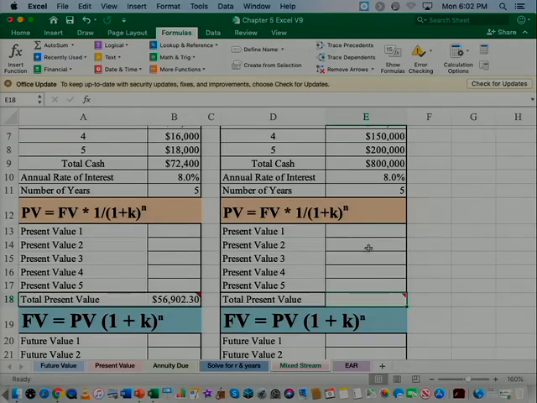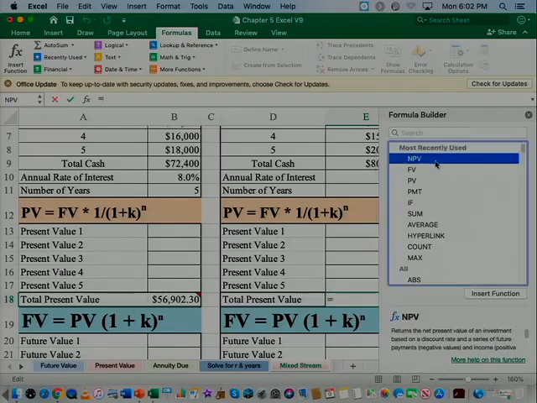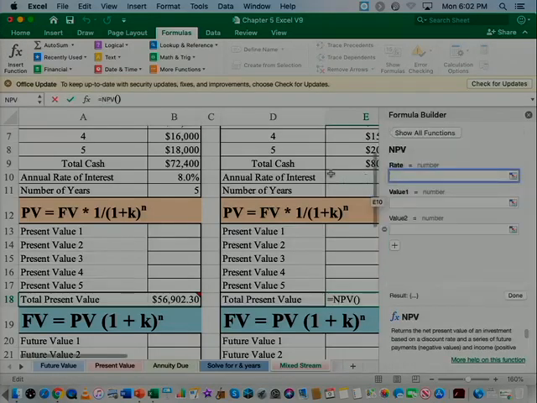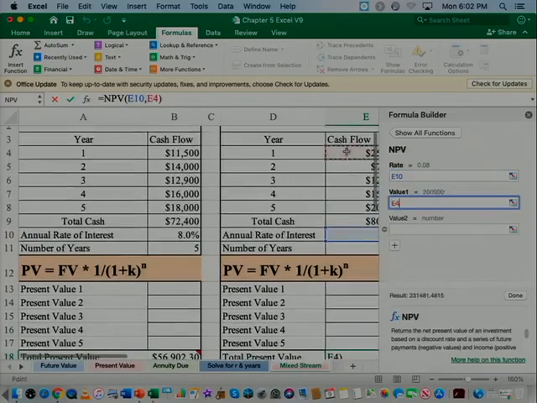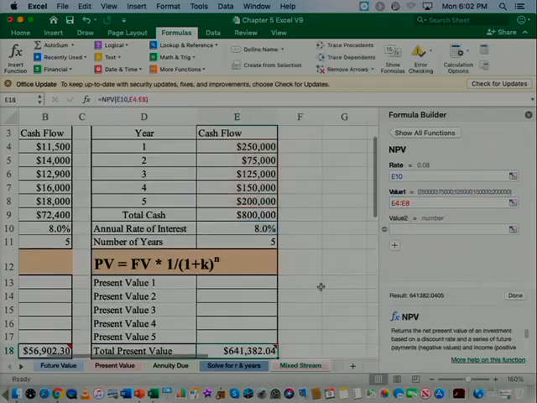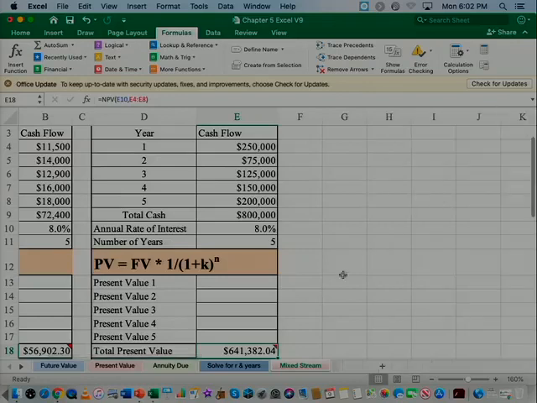Okay, so let's do this one. I'll do it again with you. Net present value, the rate here, and then the values. I'm going from year 1 to 5, and I just have to say done. And 641,000, did you get that amount? Okay, see, simple. Nothing to be afraid of.